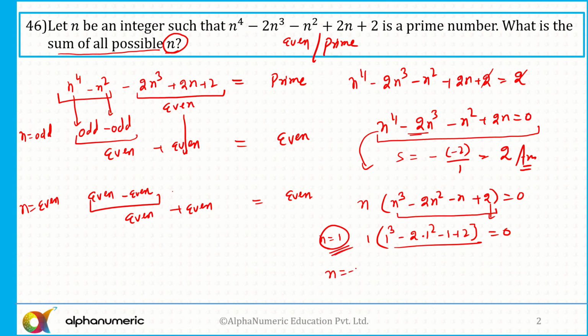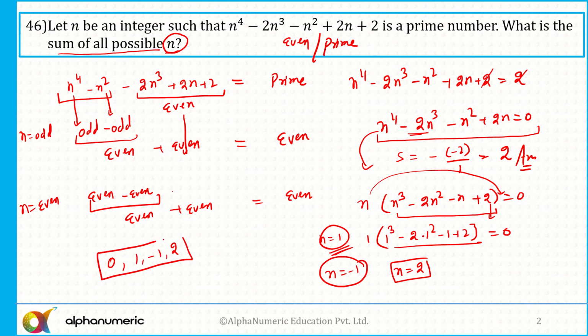Similarly, n equal to minus 1 will also be a root, as well as n equal to plus 2, and n equal to 0 is also a root. So the four roots here are 0, 1, -1 and 2. If you find the sum of these four roots, that will be equal to 2. So the answer is 2 here. So I hope that it is clear to all of you.